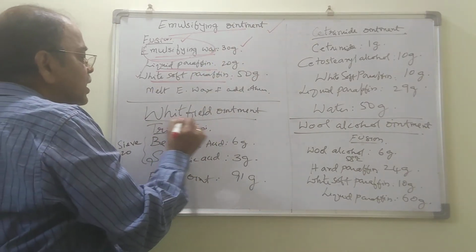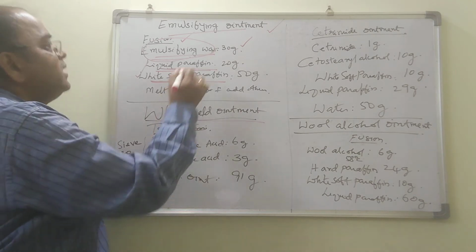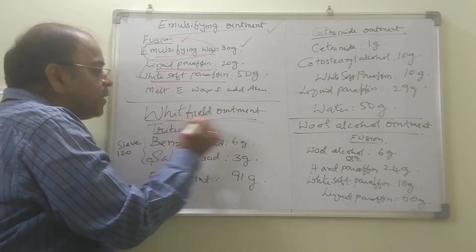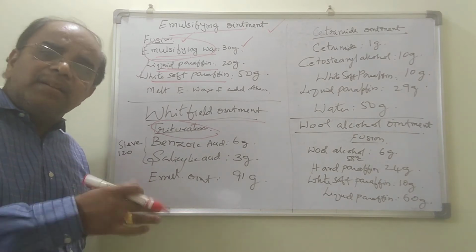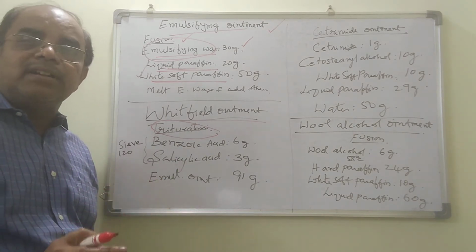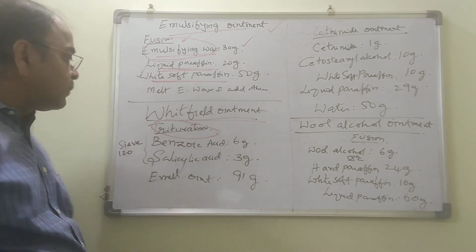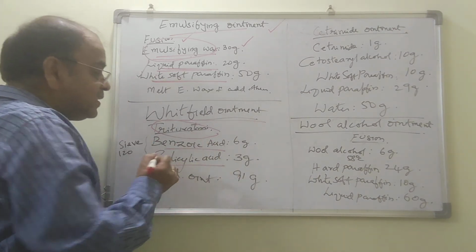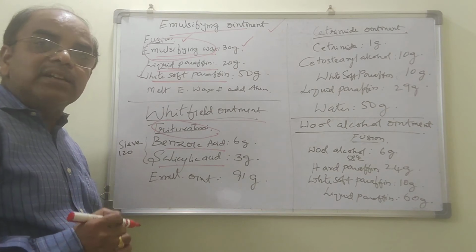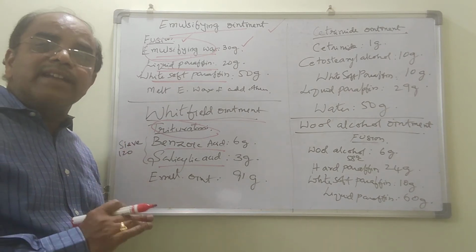Next one, Whitfield ointment. Take this emulsifying ointment. Here it is prepared by the trituration technique. Trituration technique, only mixing. Tile and spatula method. Tile and spatula method is simple. Right? Benzoic acid and salicylic acid, these two are present in the Whitfield ointment. Very, very important from the examination point of view.